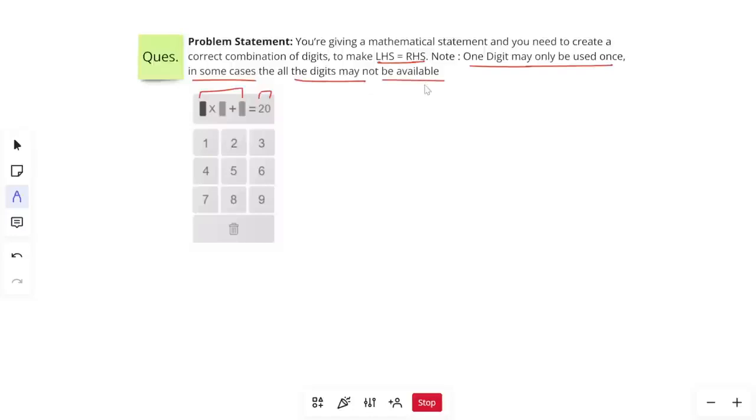Let's try to solve this question. The main condition given to us is you cannot use one digit twice. For example, let's write this equation here. We have these places that we need to fill using the digits from 1 to 9. Although we are given all the digits from 1 to 9 in this question, there can be questions where you are not given all of them.